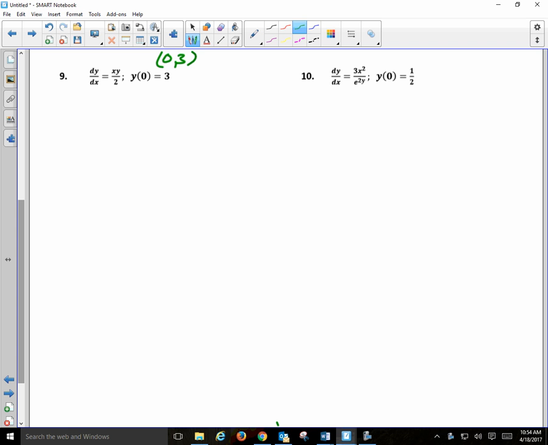So I'm going to use separation of variables. I'm going to use dy is equal to xy dx over 2. So how do I get the y on the other side? Divide by y. So we have 1 over y dy is equal to x over 2 dx. Now what? Integrate.